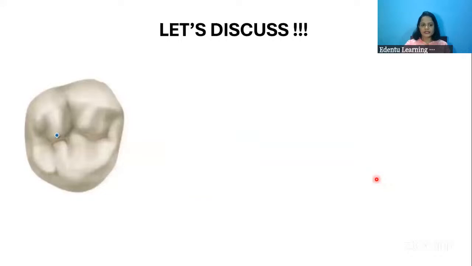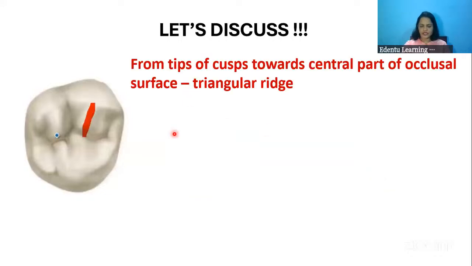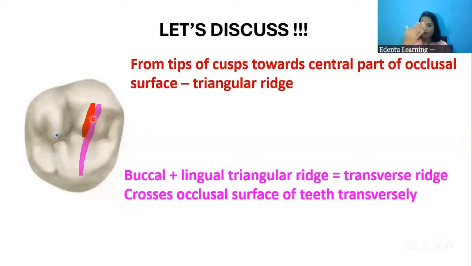Now coming to the next one, the triangular ridge. The triangular ridge extends from the tip of the cusp towards the center part of the occlusal surface. So from the tip to the center part of the occlusal surface, this is the triangular ridge. When we connect two triangular ridges together, we get something called the transverse ridge. When you connect the buccal and lingual triangular ridges together, you get the transverse ridge.